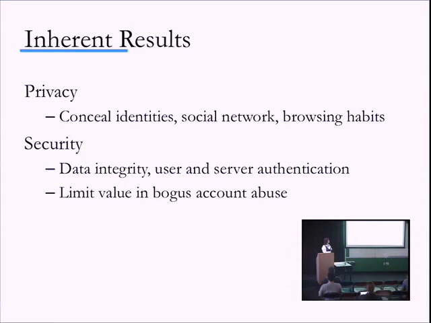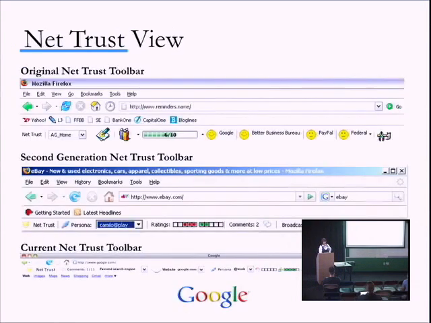So the inherent results of the way we built it are that we have concealed identities, we build it on the social network and browsing habits, we have designed for data integrity, user-server authentication, and we are not stopping bogus account abuse. We're limiting the value of bogus account abuse. So this is a very different approach. We're not saying you can never create a bogus account because we know who you are. We're saying you can create all the bogus accounts you want, but you can only talk to yourself. So it really doesn't matter if you do that, because you'll have difficulty moving into people's networks.